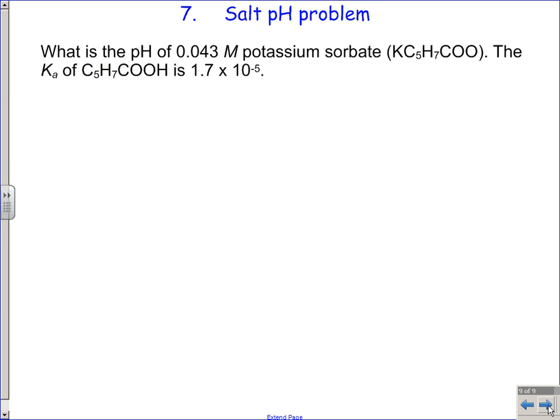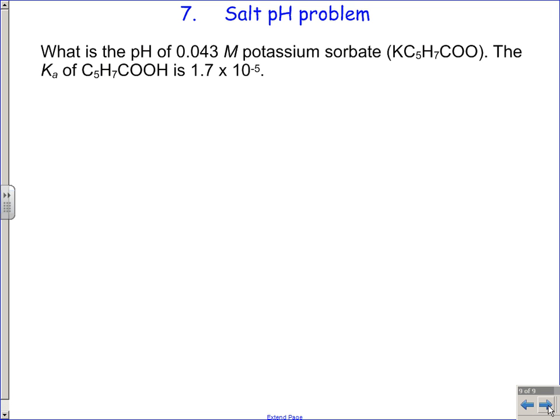Okay, last thing is the one math idea that I wanted to look at, because if you're going to have trouble, this is the one where it typically happens, because there's several different things going on here. So what is the pH of 0.043 molar potassium sorbate? They give you the formula of potassium sorbate and they go on to give you the Ka.